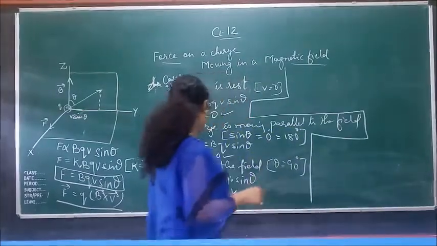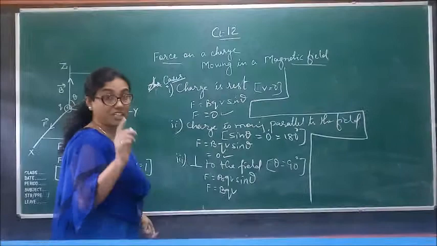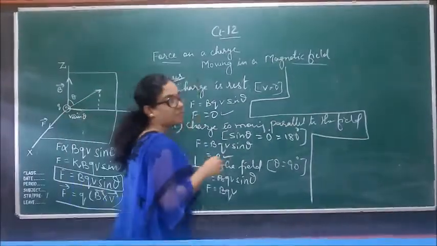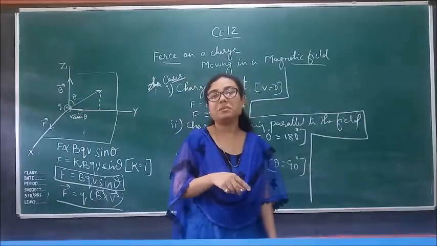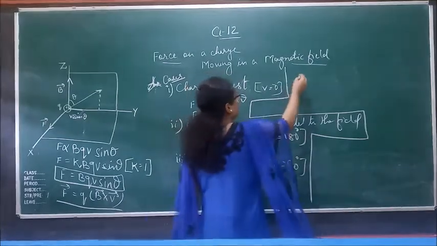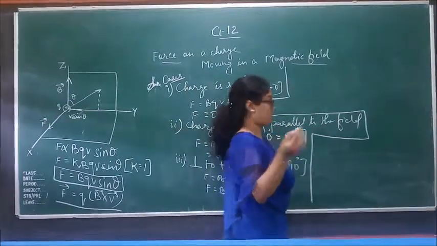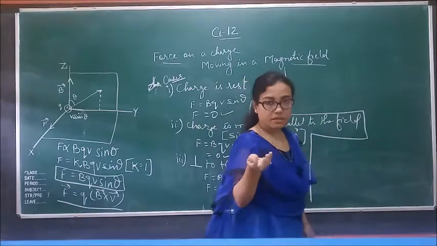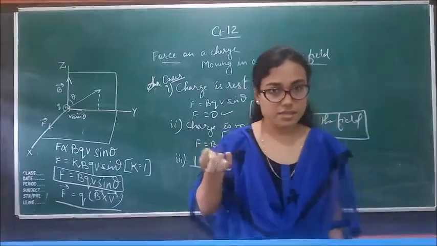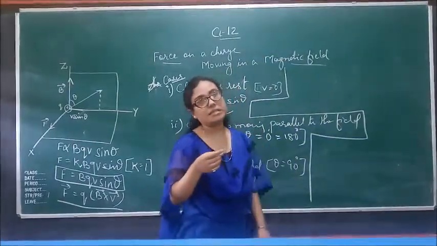Listen carefully. Here the unit of magnetic field will be Tesla. And the relation of Tesla to Gauss: Gauss is also there, Weber is also there, Tesla is also there. But the unit is Tesla.